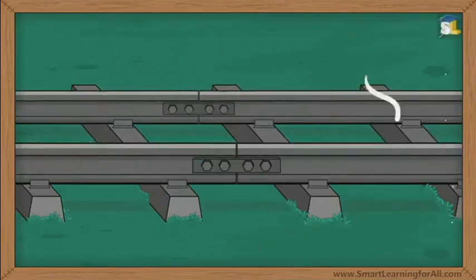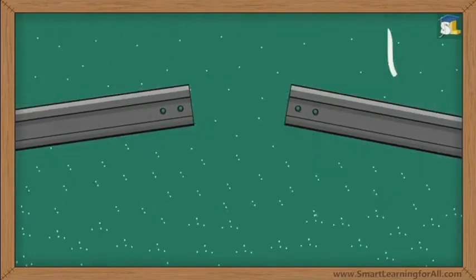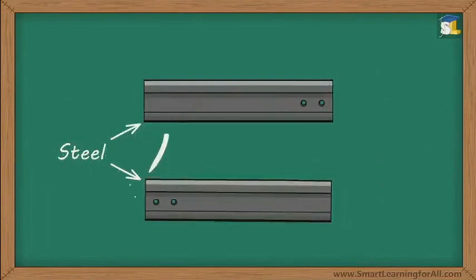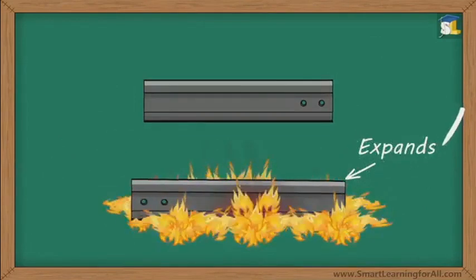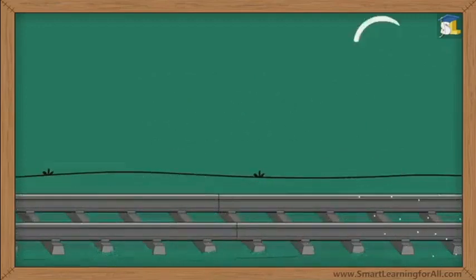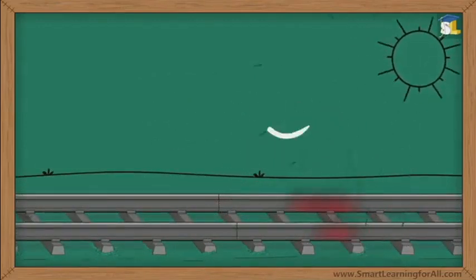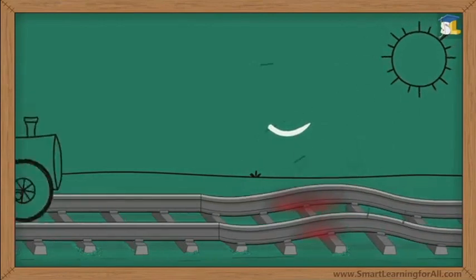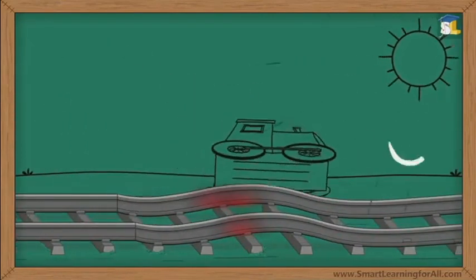A railway track is made up of a number of rails joined to each other. These rails are usually made up of steel. Steel expands on heating and contracts on cooling. When the rails are joined to one another without leaving any space for expansion, the rails bend due to thermal expansion and the train goes off the railway track.